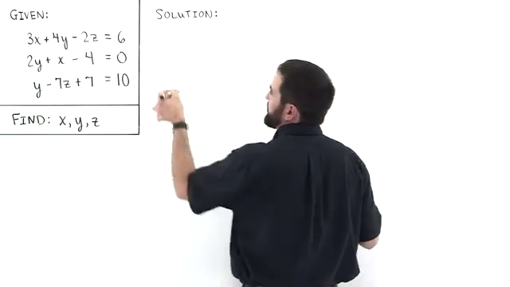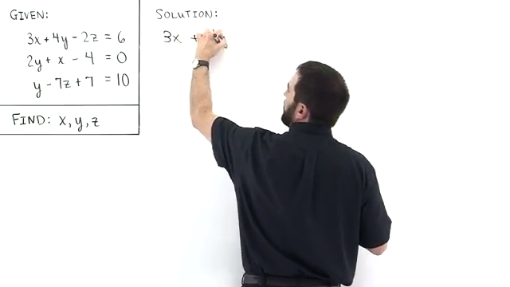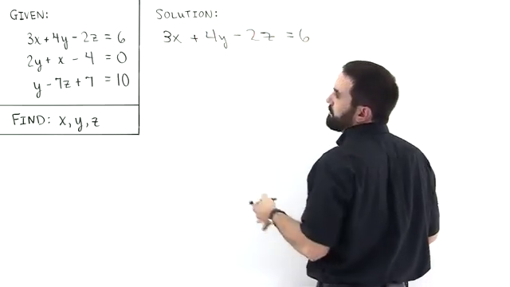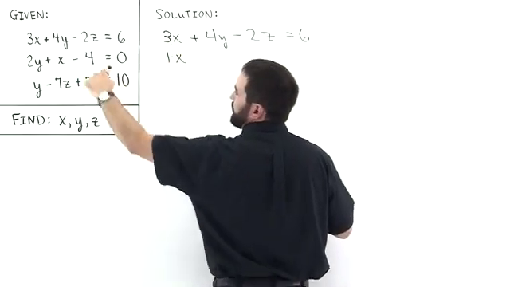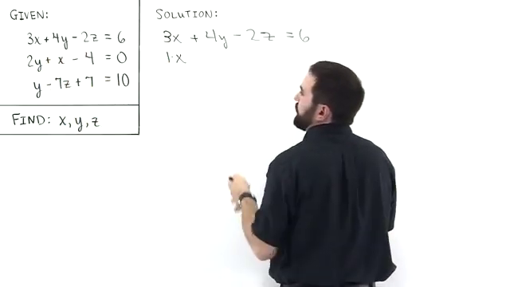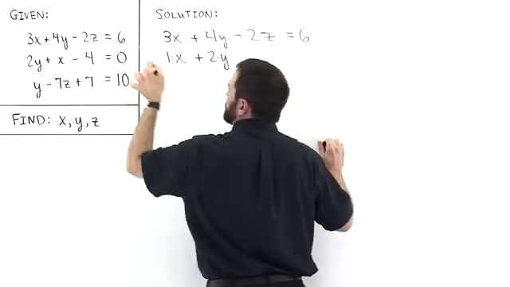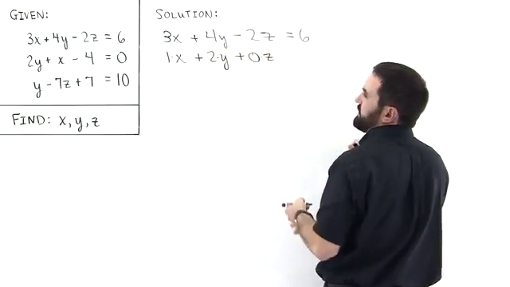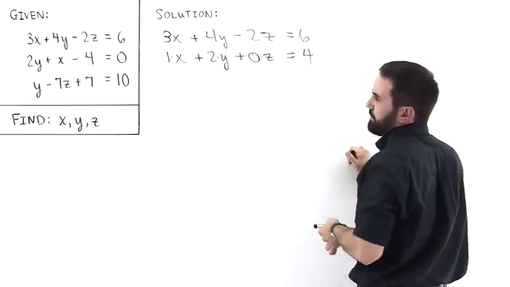So the first equation is conveniently already done for us. We have 3x plus 4y minus 2z is equal to 6. The second equation we're going to have to rearrange a little bit. We'll have 1 times x, switching the x and the 2y around, because there's understood to be a 1 right here, so we put the 1 in front, plus 2 times y. And there's no z in this equation, so we're going to put a placeholder. We're going to put plus 0 times z, like this. And then bringing that 4 over to this side, it's equal to positive 4.